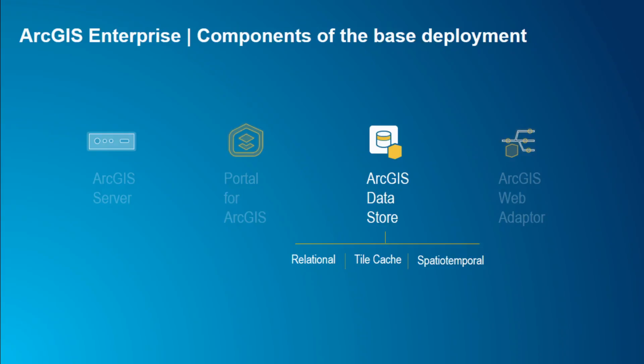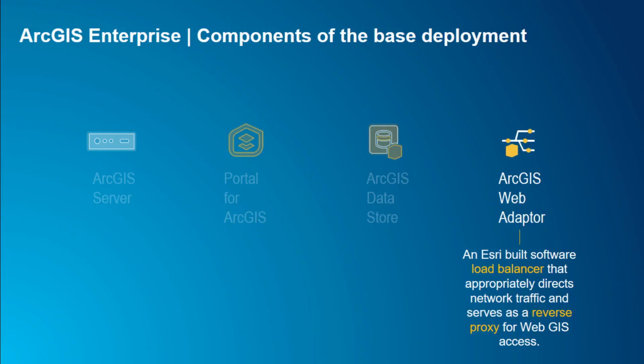So all three of these different data store types have a specific mission and purpose in life. And finally, we have ArcGIS Web Adapter. This is a well-known component for most of you, I would assume. It's where we do certain types of security integration: IWA, PKI, all the web tier security relies on the web adapter.